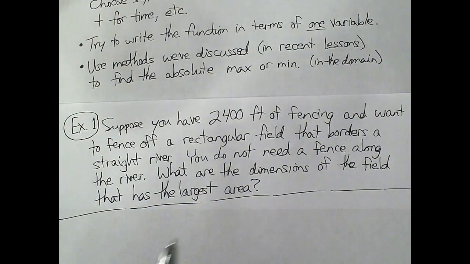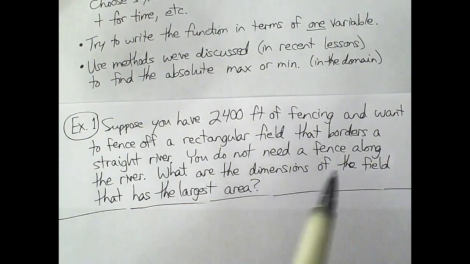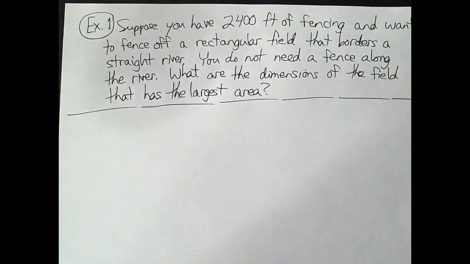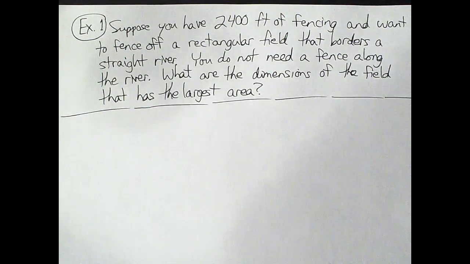In particular, this says that one of the sides of the rectangle is the border of a straight river, and we don't have to put a fence along the river. So we really only have to make 3 sides of this rectangle. So 2,400 feet, and we have to make 3 sides of a rectangle. The 4th side is sort of a natural border. It's a straight river. So I think if we're going to draw a picture of this, we should make it an overhead view because it's a rectangle as viewed from overhead.